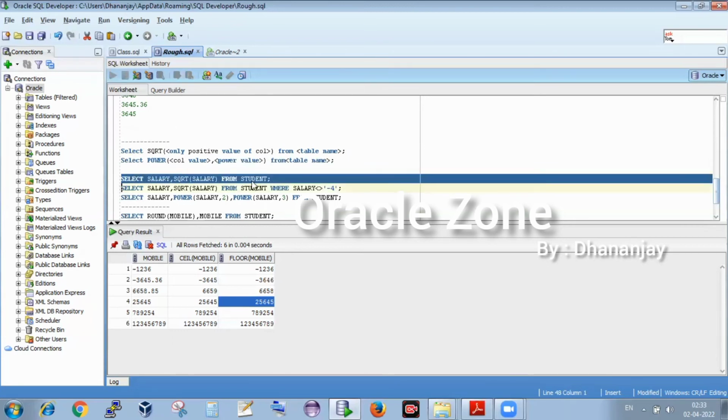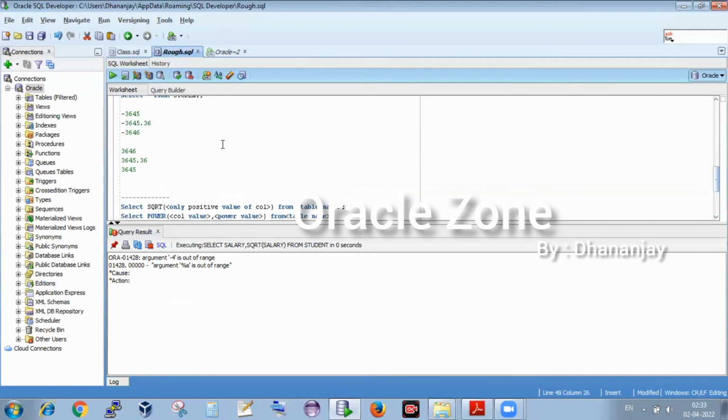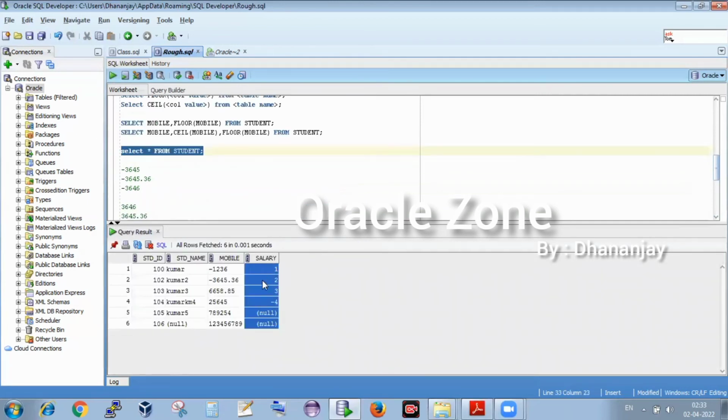Let's execute it. Why is this giving error? This is giving error. Why? Because in salary we have some negative values also. Let's check. This is salary on which I am performing the square root operation. Okay. So square root of 1 will be 1. The square root of minus 4, it is not valid as per the mathematical rules. So it will not perform the operation. That's why it is giving the error.